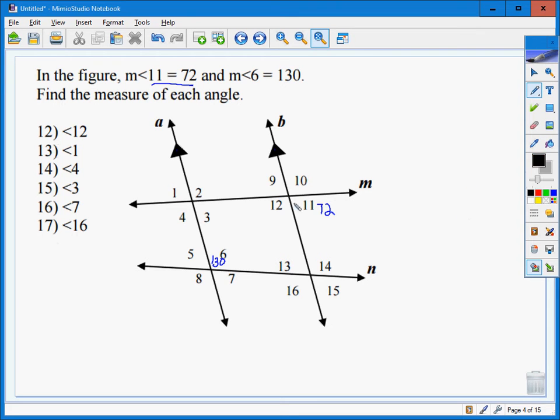And so I'm just going to go through and mark all the angles that are congruent to this 72. 9 and 11 are congruent because they're vertical. 9 and 3 are congruent because they're alternate interior. 3 and 1 are congruent because they're vertical. So these are all 72 degrees.